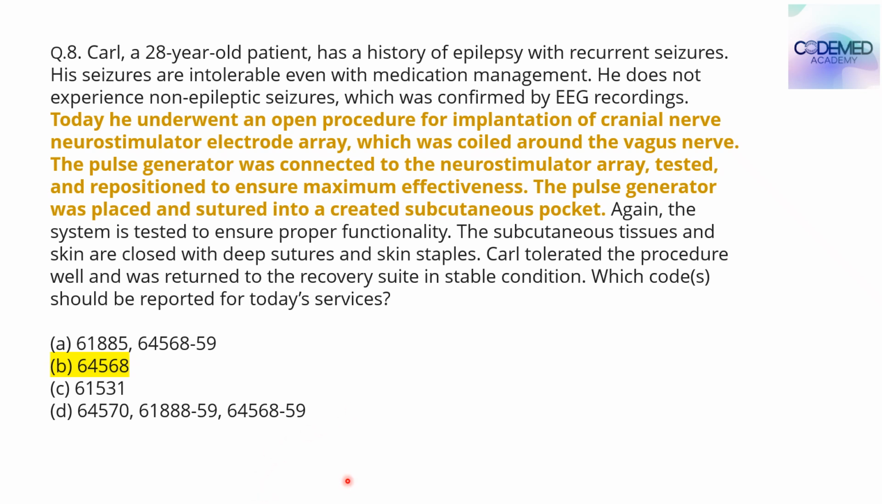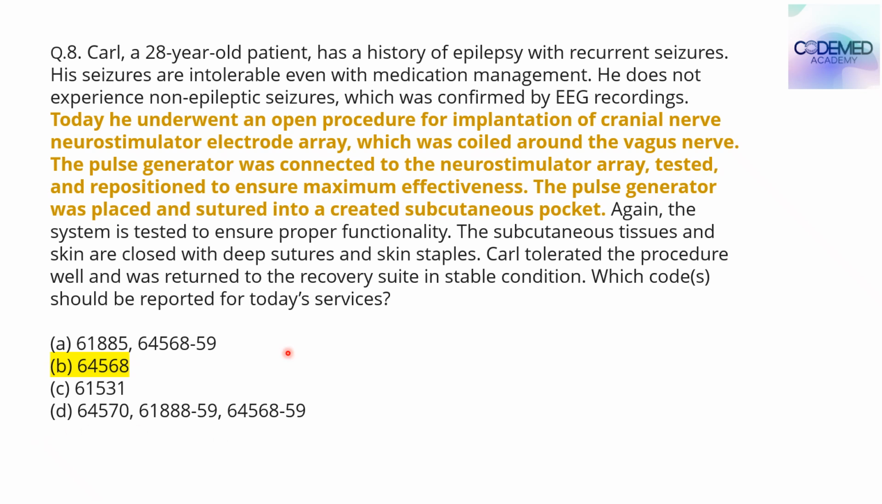Now let's decipher the answer. If you see the code 64568, it talks about the implantation of the cranial nerve, in brackets vagus nerve, neurostimulator electrode array and a pulse generator. That's what happened in our patient's case. So we will require code 64568. But below that, in the brackets, they have written do not report 64568 along with the codes 61885, 61886 and 64570. So that automatically helps us to eliminate option A and option D.